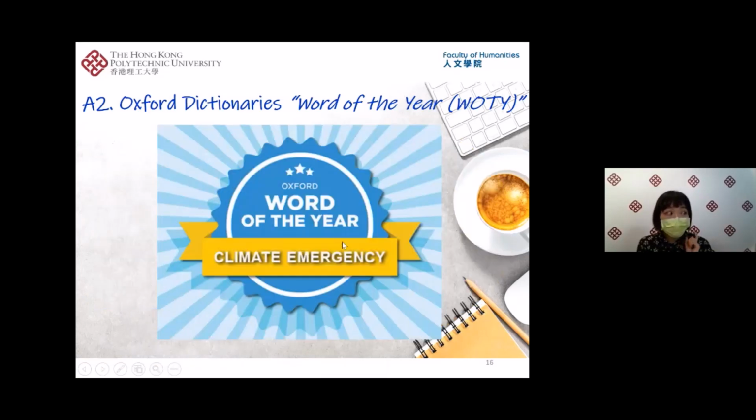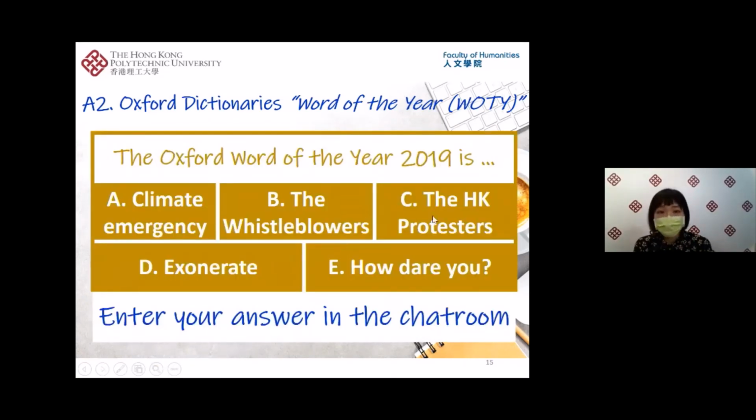Now let's go back to this slide and look at the other 4 choices. They are not winners, but they also receive a lot of recognition. B and C, the whistleblowers and Hong Kong protesters, were actually shortlisted by Time magazine as Person of the Year last year. So they are very famous and they really are very important last year. And D, exonerate, was actually the word of the year of another online dictionary.